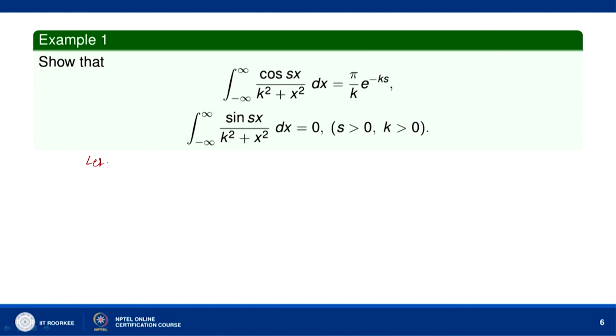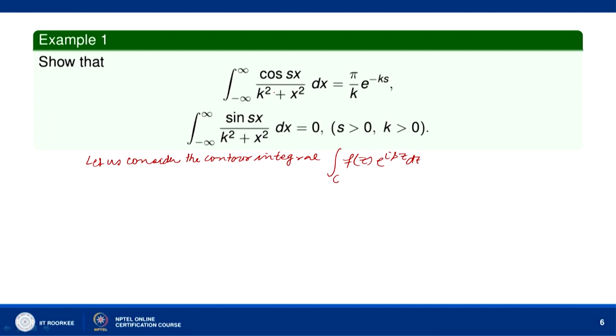So let us consider the contour integral over c of fz e to the power i sz dz. Now let us notice that here fx is 1 over k square plus x square, so fx is a rational function of x, where the denominator polynomial k square plus x square is of degree 2 in x, and the numerator is a constant 1, so it is of degree 0.